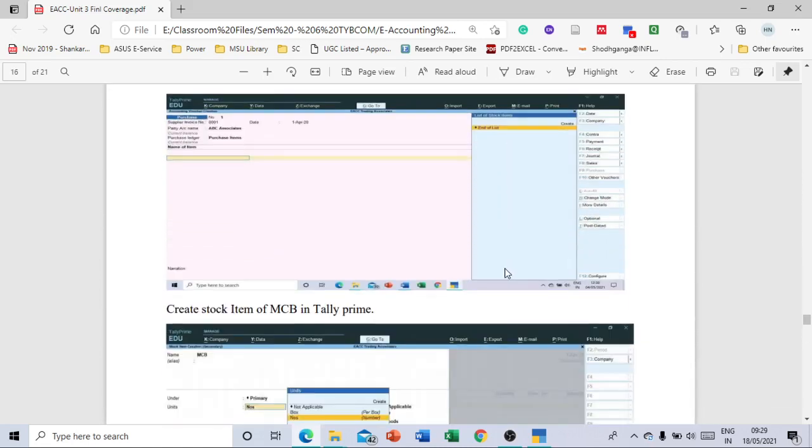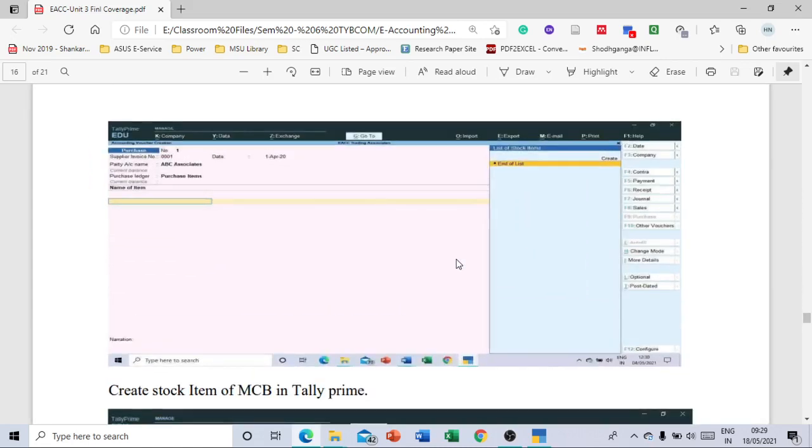You can see that a screenshot is taken for your convenience. So in Tally Prime, if I go to the voucher entry, and in that if I go to the purchase voucher, that is F9. In the purchase voucher, first of all, I will select the date. Then I will give the invoice number. Then it will ask me for the party account name, that is ABC Associate. Then it will ask me for the purchase ledger.